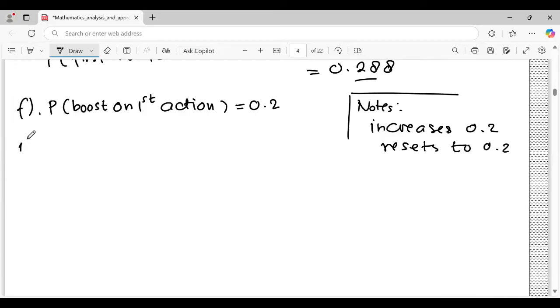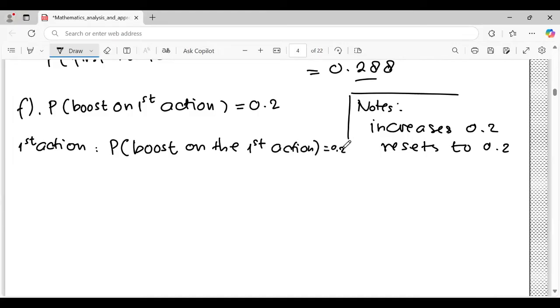And at the first action, the probability of boost on the first action equals 0.2. Right, according to this information.